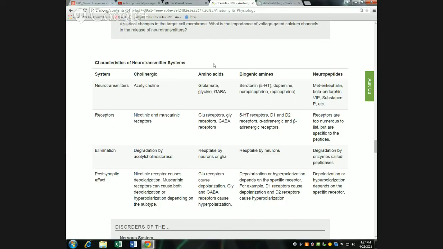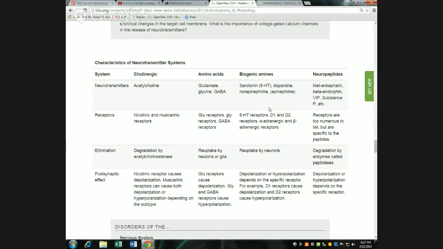I want to just concentrate on the cholinergic, glutamatergic, glycinergic, GABAergic, serotonergic, dopaminergic, and adrenergic systems. Okay, so these three columns here. There's several different systems listed there. I think that's 7 total. 1, 2, 3, 4. Yeah, 7 total.